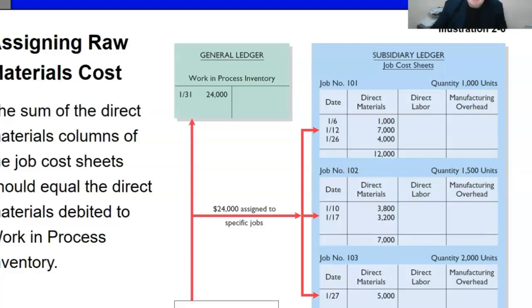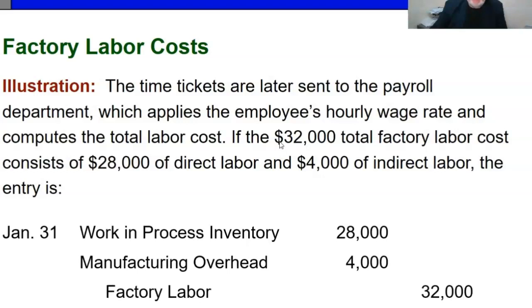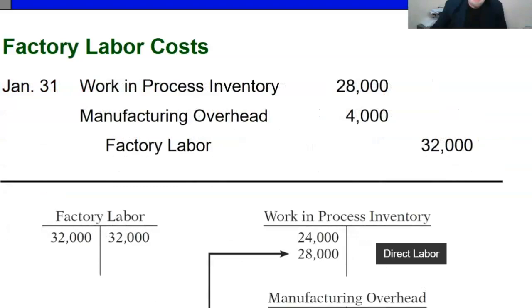Now, the same thing with a labor ticket. Everybody keeps track of their time on the shop floor. We know what their hourly rate is. We know what their costs. And so therefore, we would put the direct labor into work in process, the indirect labor into manufacturing overhead. And that's how it would look.